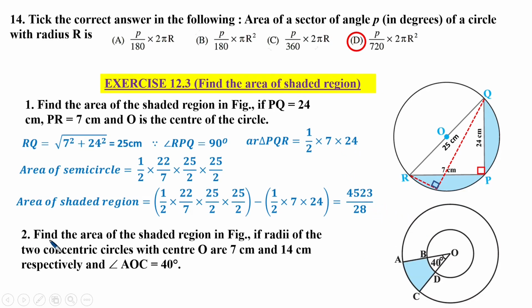Okay, now exercise 2. Find the area of the shaded region in the figure. If the radii of two concentric circles with center at O are, the small one is 7 centimeters and the bigger radius is 14 centimeters respectively, and the angle subtended is 40 degrees, then find the area. It's very simple. Find the area of the big sector minus the area of the small sector, which will give me the area of the shaded region. So here, 40, this is the area of the sector of the big one. R1 is 14 centimeters, R2 is 7 centimeters. So you substitute these values and you will get the answer.